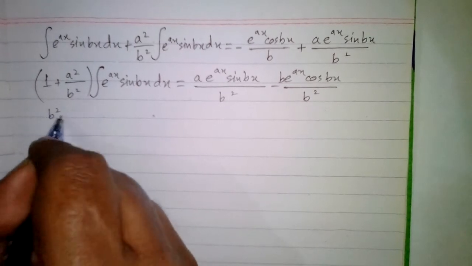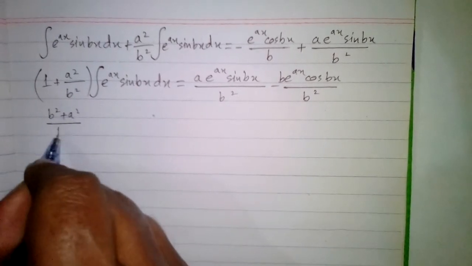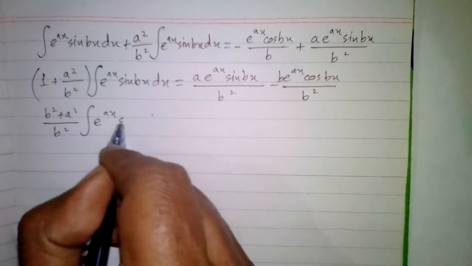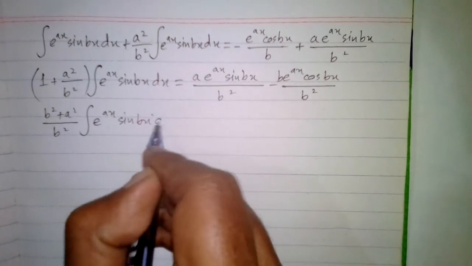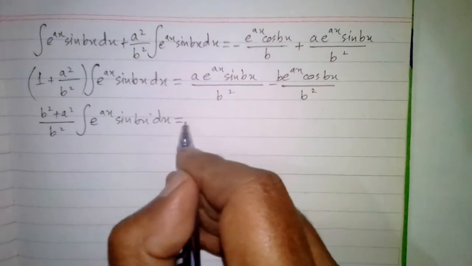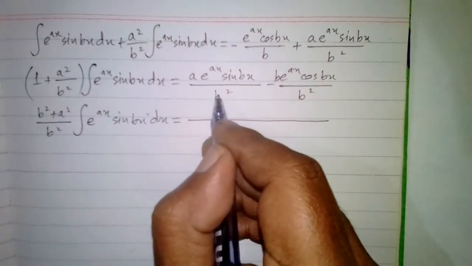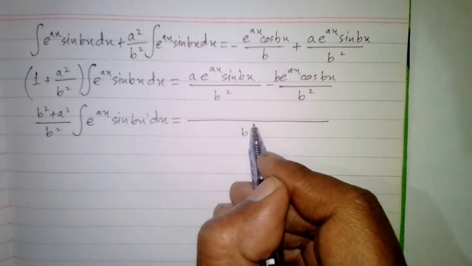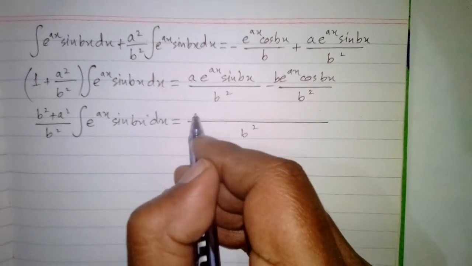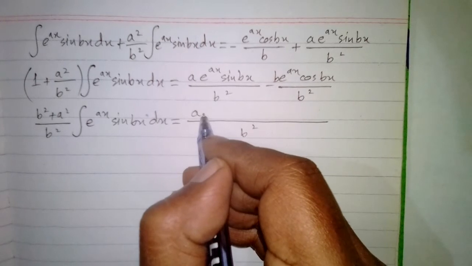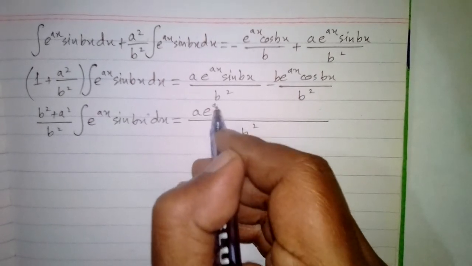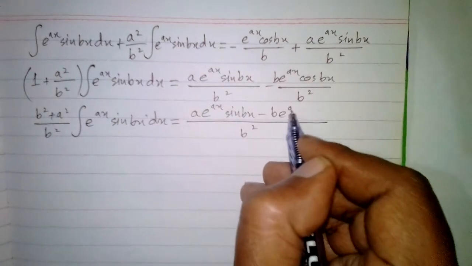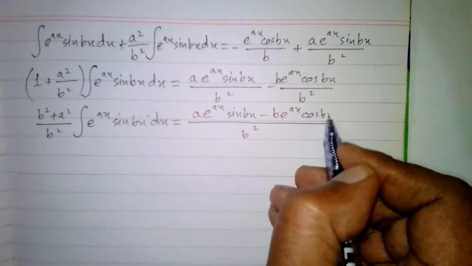So we have b square plus a square upon b square multiplied by integral of e to the power ax sine bx dx, and here since the denominators are same, we can add the numerators. So we have b square in the denominator, and in the numerator we can write a times e to the power ax sine bx minus b times e to the power ax cos bx.